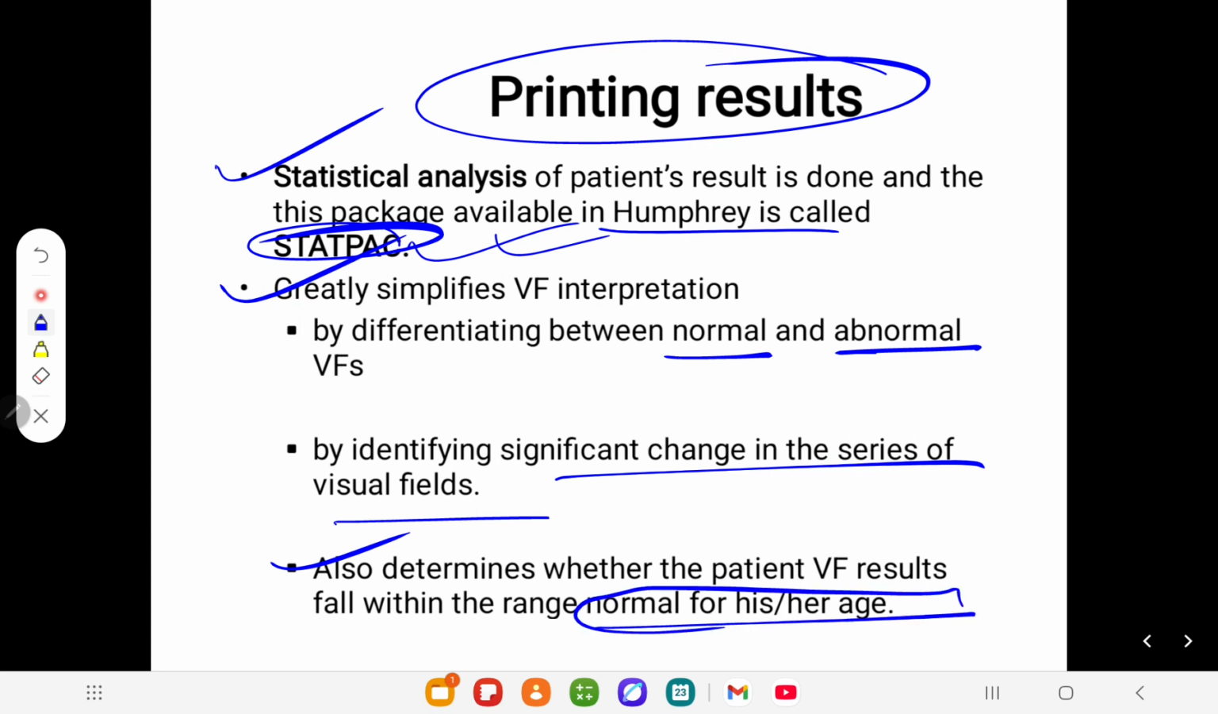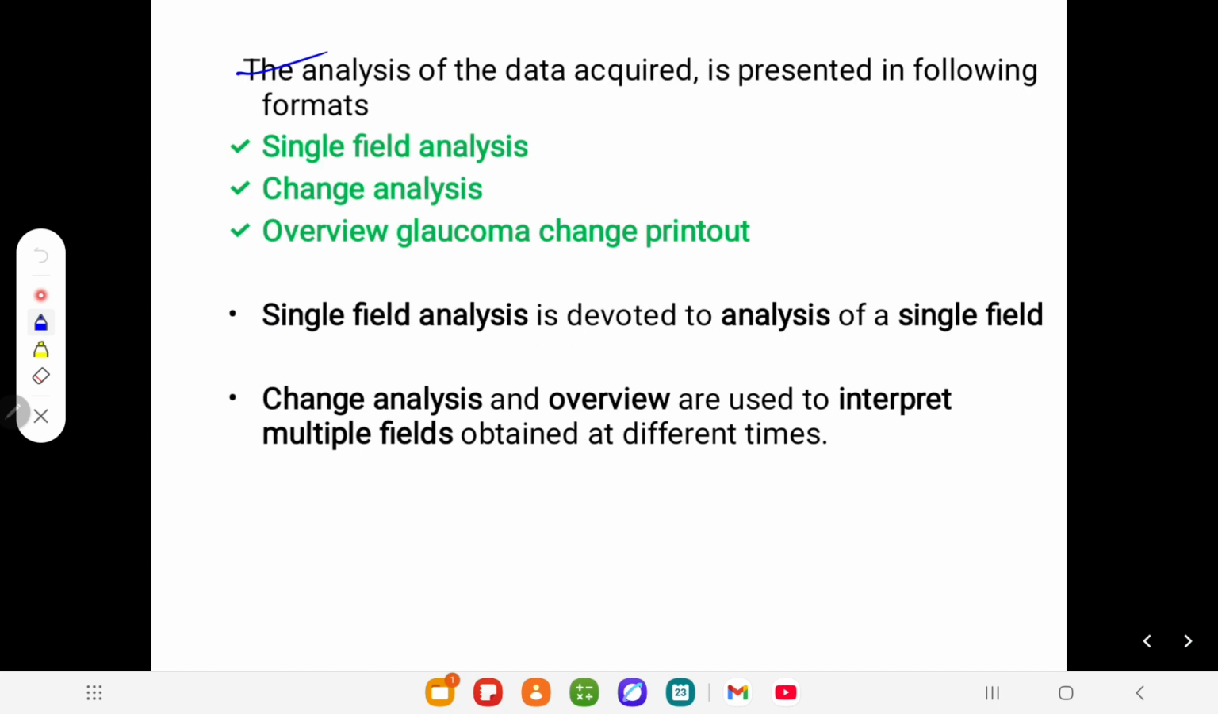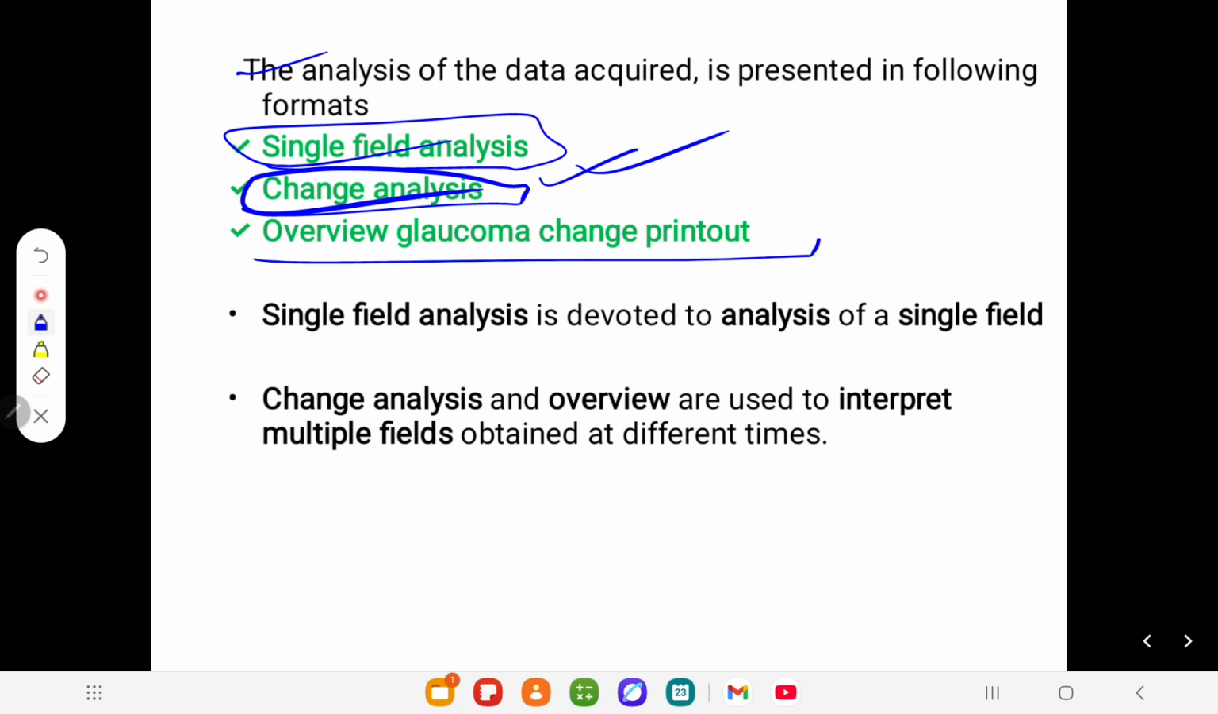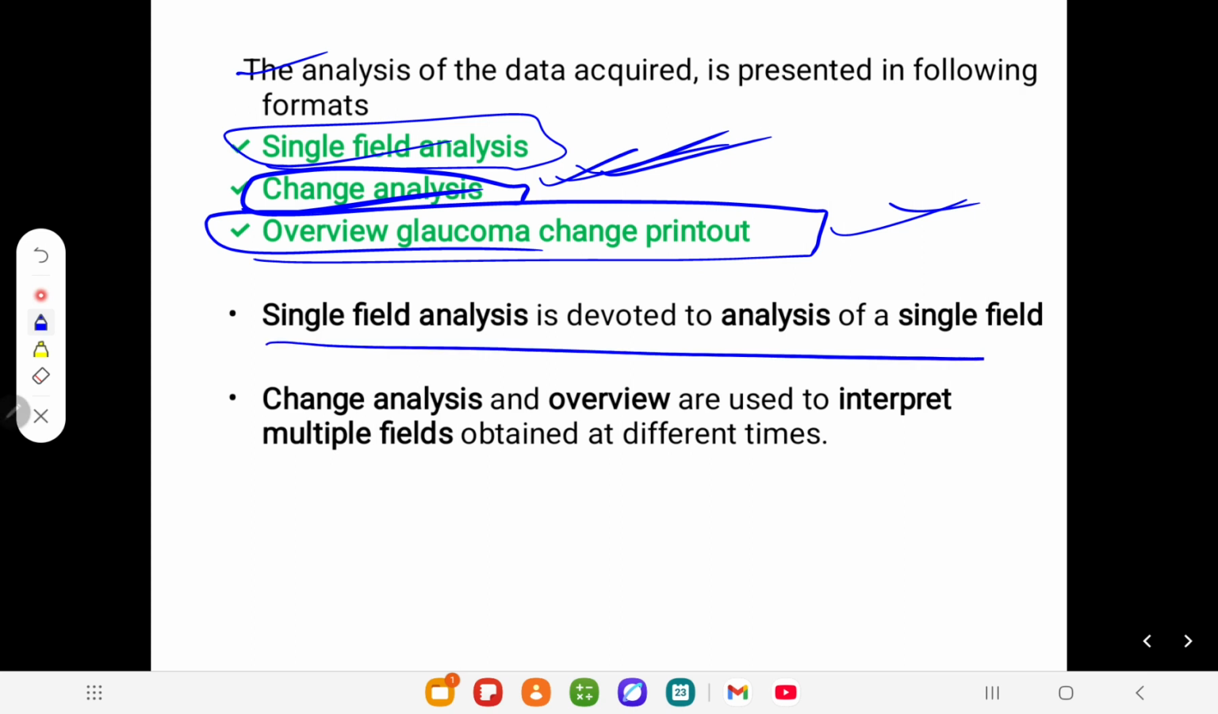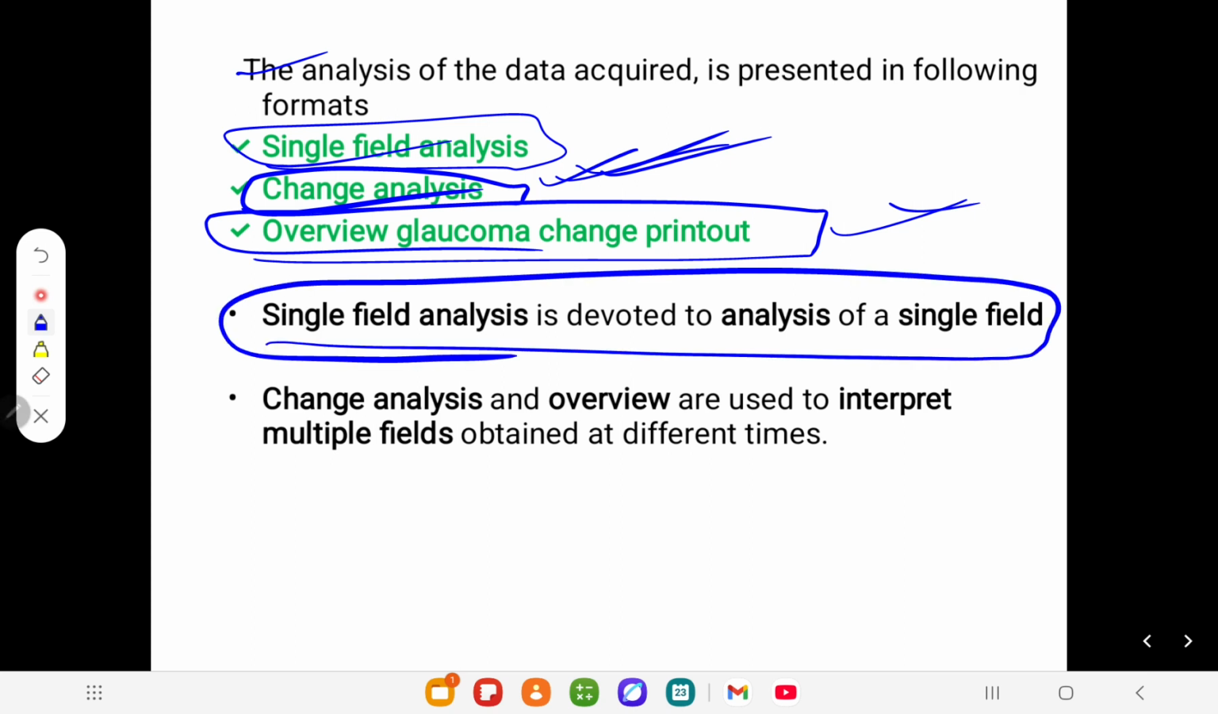That's why age is very important, isn't it? So the analysis of the data is presented in the following formats. The very famous one is single field analysis, and after three consecutive tests, we can do change analysis and overview. Glaucoma change printout, we can do even with two, I think it's three, but I'm not confirmed. We will see later on in the video. The single field analysis is devoted to analysis of a single field. That's what we are about to do, but it will take, I think, maybe 5 or 7 videos.